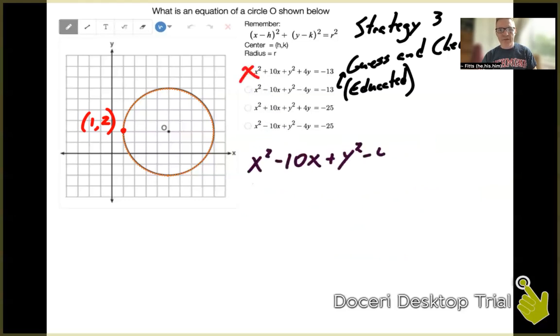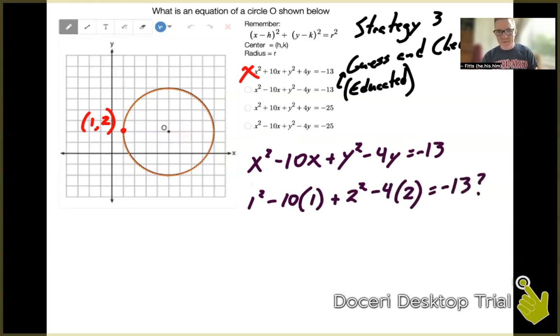All right, let's try the next one. So it's more like plug and chug than guess and check. And it's not random guessing, right? I'm not just plugging in random points to figure it out. You could try one of these other points too. That would also work. So 1 squared minus, so this is the difference here. This is negative 10x. Minus 10 times 1 plus 2 squared minus 4 times 2.